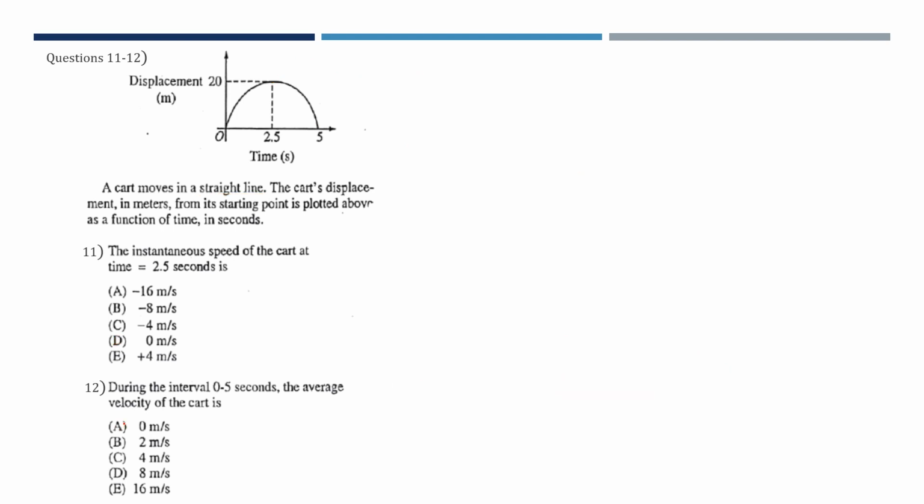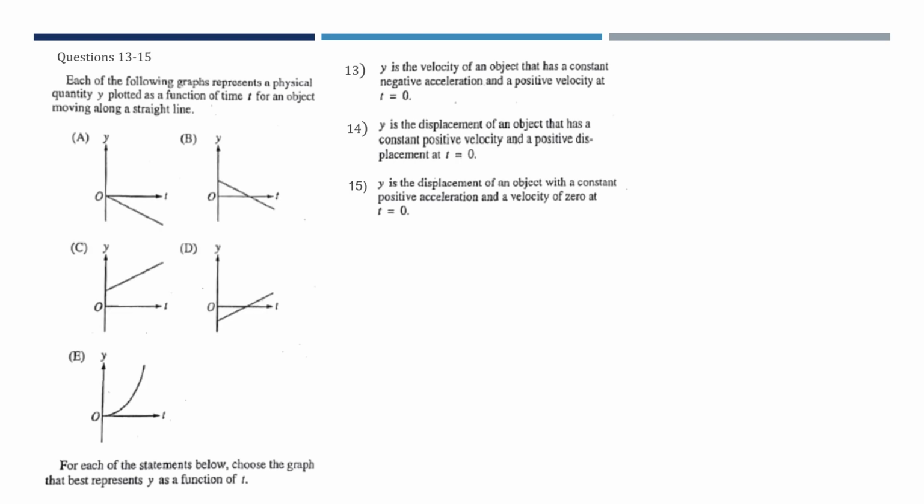Let's move to question 13. Each of the following graphs represents a physical quantity y plotted as a function of time for an object moving along a straight line. For question 13, y is the velocity of an object that has a constant negative acceleration and a positive velocity at t equals 0.